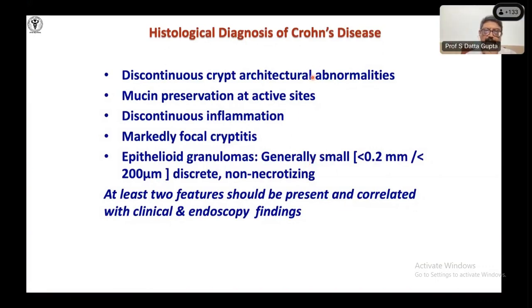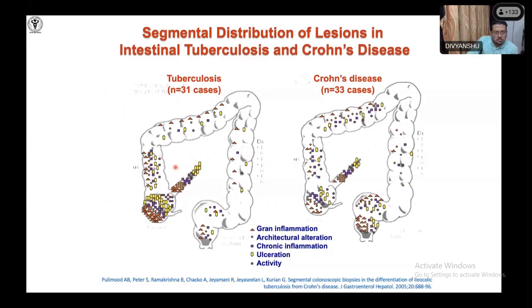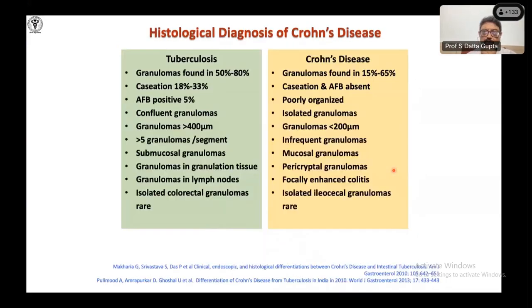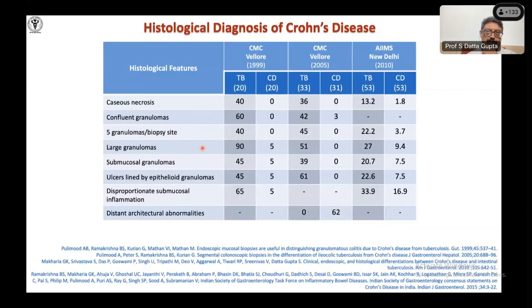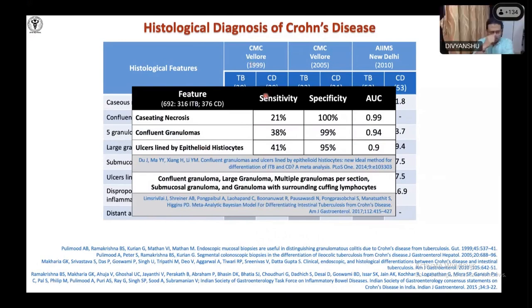If you get any two of granulomas, discontinuous architectural abnormalities, discontinuous inflammation and focal cryptitis, it is more likely to be Crohn's. Inflammation near the ileocecal region is more likely to be TB. Inflammation away from the ileocecal region is more likely to be Crohn's. AFB is absent; in TB, unfortunately, you can get AFB positive in only 5% of cases. But large granulomas, more granulomas, more likely TB. This is a study, and all of them are similar wherever we have studied. Caseation necrosis, confluent granulomas, and ulcers lined by epithelioid cells are more specific for TB.